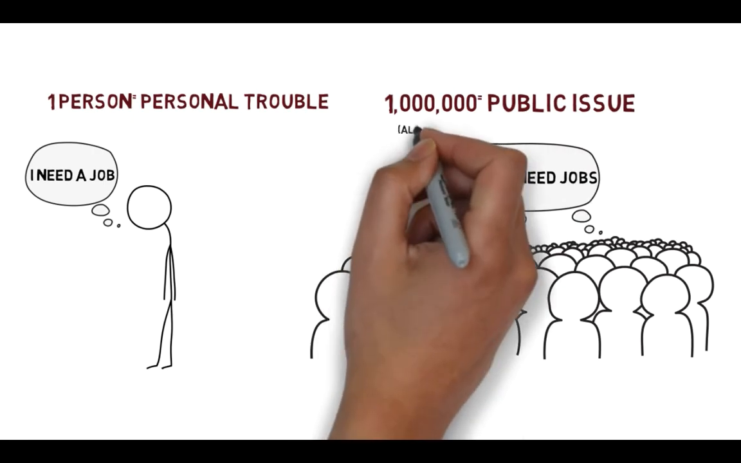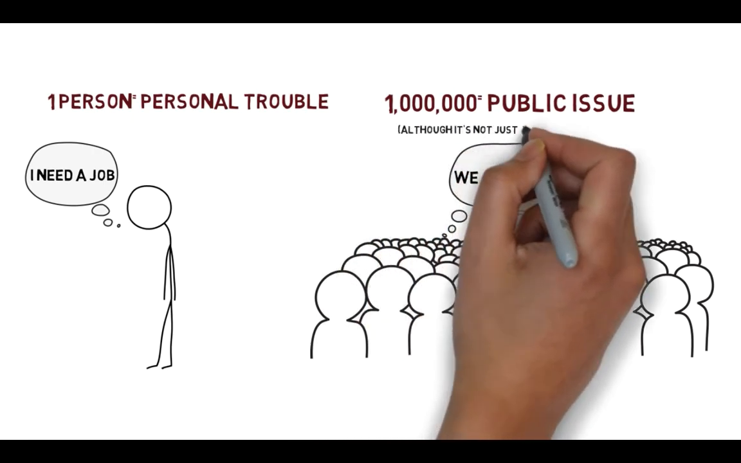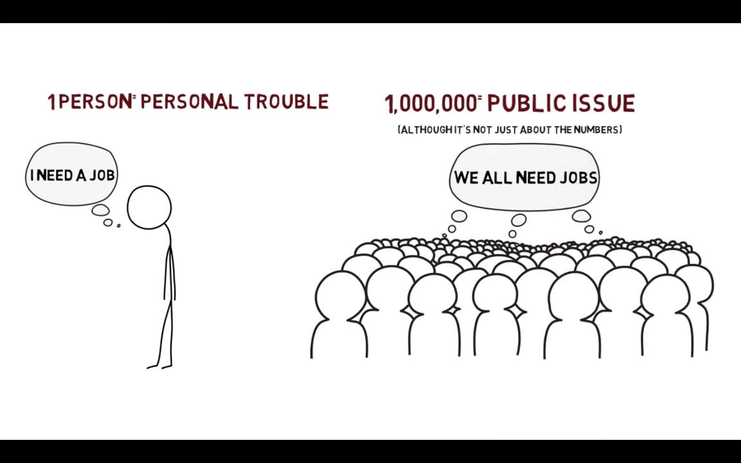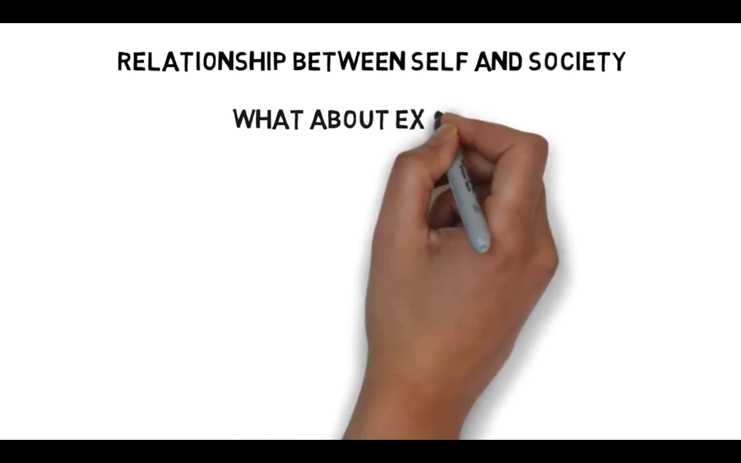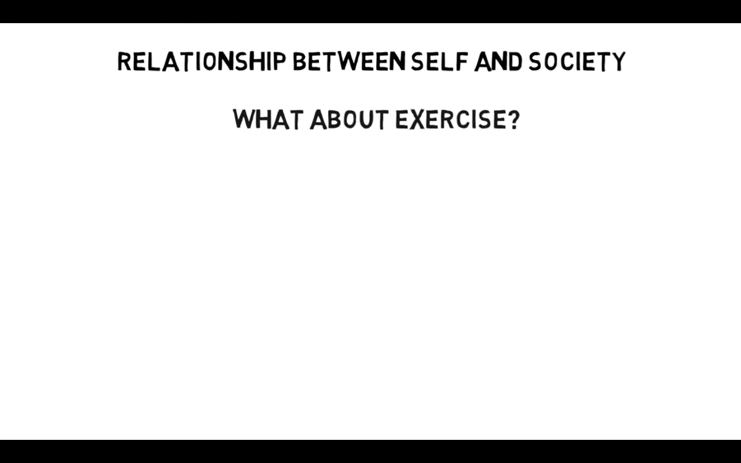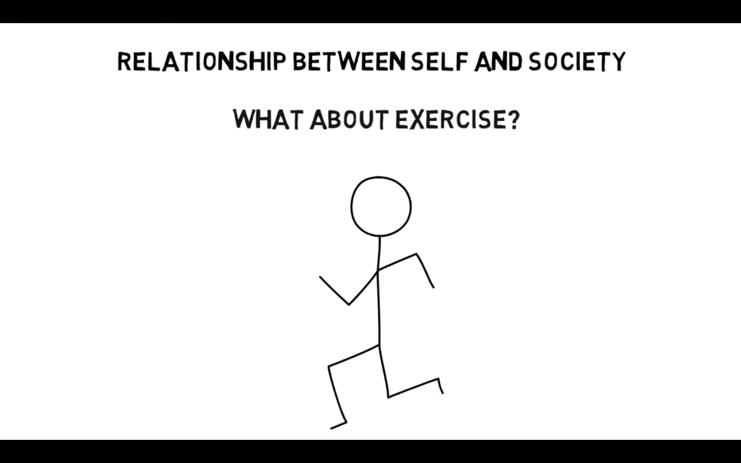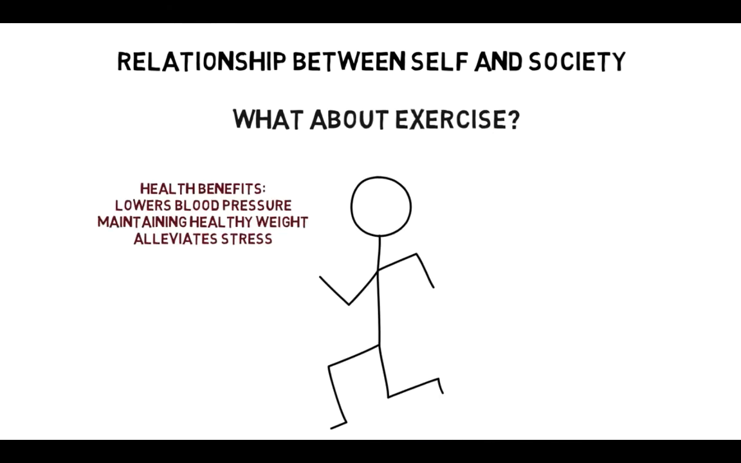According to Mills, there is an intricate relationship between the individual and society. Whatever a person does is not just because it is of their own choice or personal preference. A behavior as simple as exercise can be looked at from multiple perspectives. For example, exercise can provide health benefits such as lowering blood pressure, maintaining a healthy weight, or sending endorphins to help alleviate stress. It can be a social activity such as taking a walk with a group of friends or playing on a sports team.